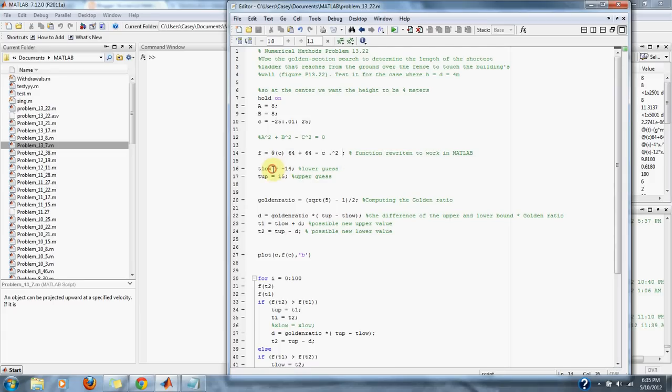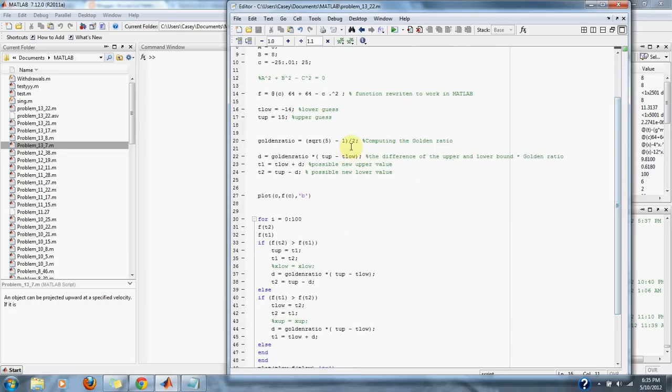We have our lower bound of -14 and our upper bound of 15, making sure they are not the same, because if we have -15 and 15, then the search won't work. And so here's our golden ratio that we computed, and we simply multiply the golden ratio by our upper minus our lower, and then we find a value for d, and a point T1 and a point T2 by taking our lower and adding the value d, taking our upper and subtracting the value d.